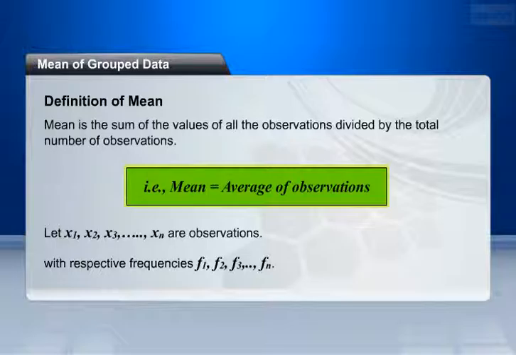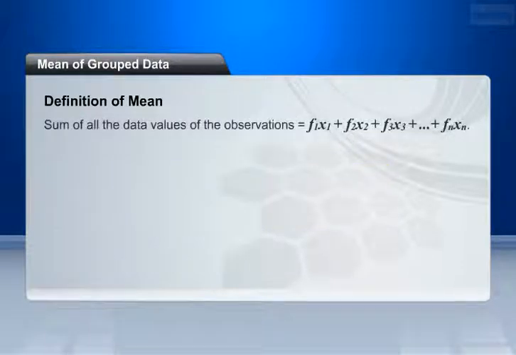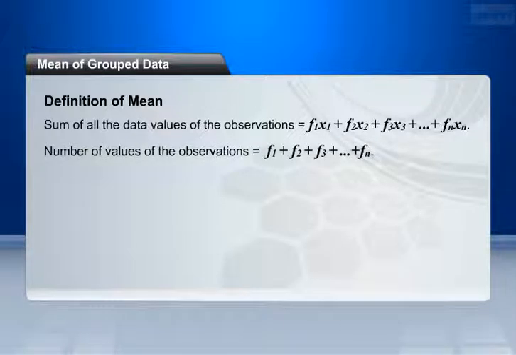Sum of all the data values of the observations is the sum of the product of observation and its respective frequencies. That is, sum of all the data values of the observations equals f1 x1 plus f2 x2 plus f3 x3 plus, and so on, plus fn xn. The product is thus considered because x1 occurs f1 times, and x2 occurs f2 times, and so on, xn occurs fn times. And the number of values of the observations equals f1 plus f2 plus f3 plus, and so on, plus fn.